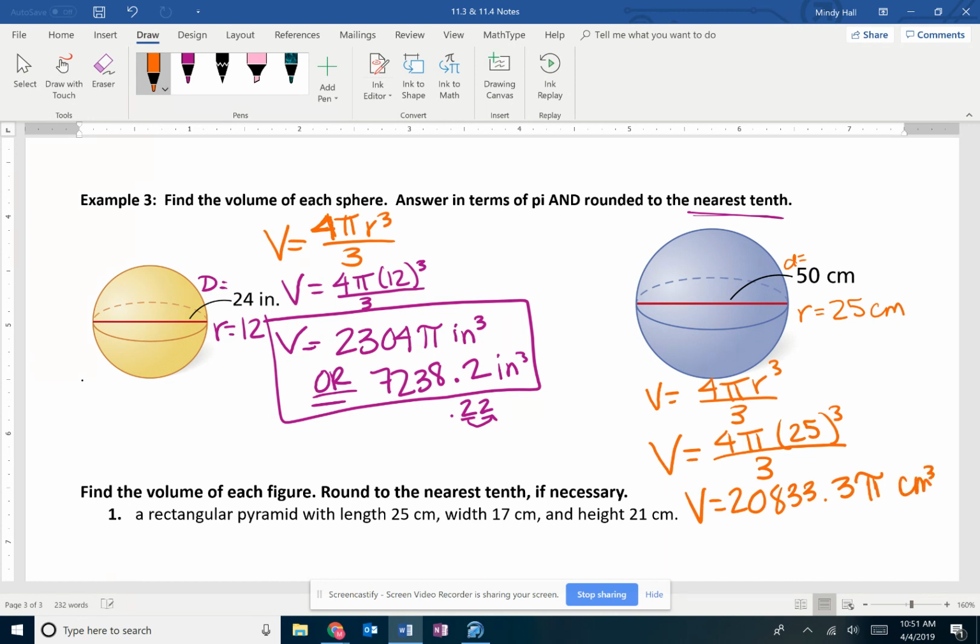Or, if we multiplied by the pi, that would give us 65,449.8 centimeters cubed.